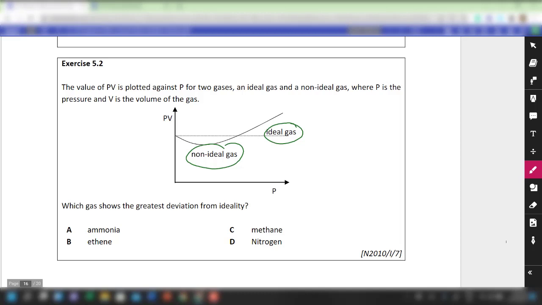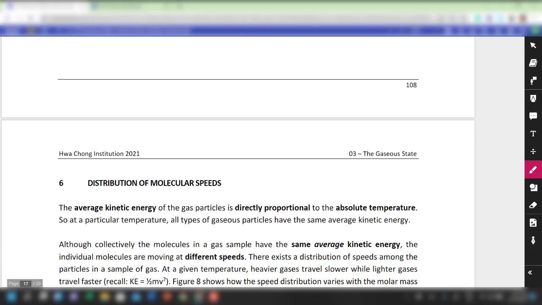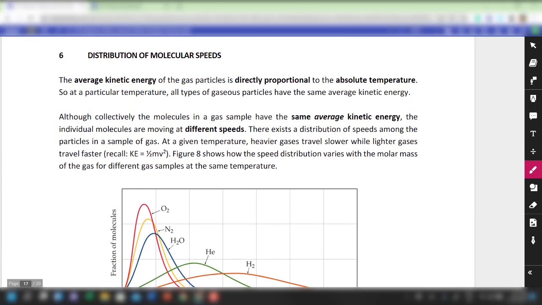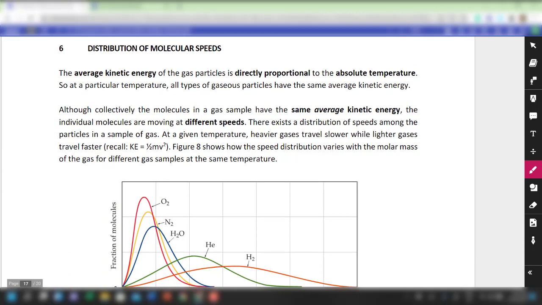Amongst all the gases here, all have dispersion forces, or instantaneous dipole-induced dipole interaction between the molecules, except for ammonia. So I'll choose ammonia. Next we'll move on to section 6, which is on the distribution of molecular speeds.